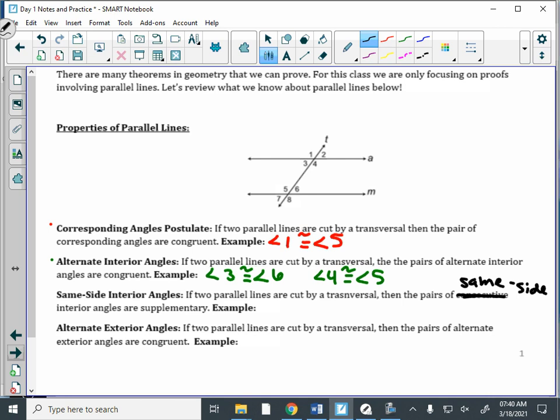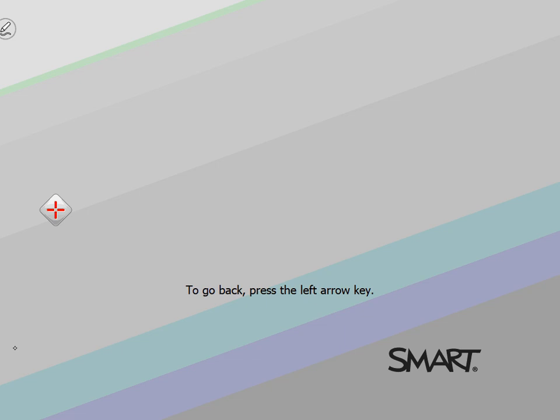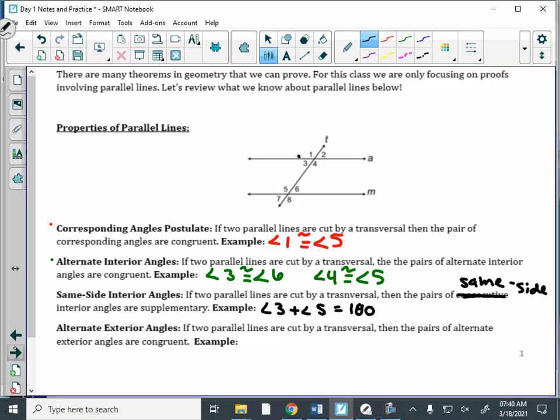Who can give me a pair of same side interior? 3 and 5. They're inside and on the same side, and they add to 180. Again, we don't really use those as much. There are some parallel line proofs that involve them, but we kind of focus on angles that are congruent.